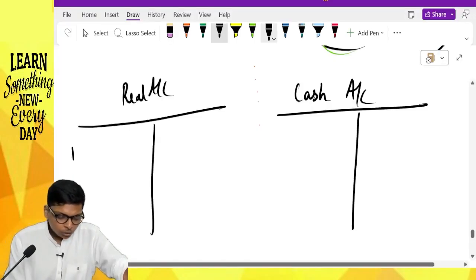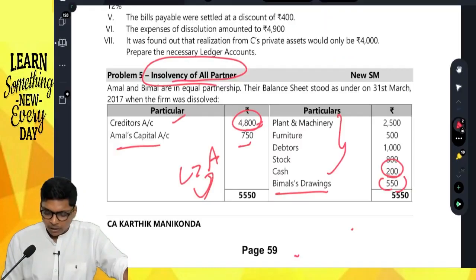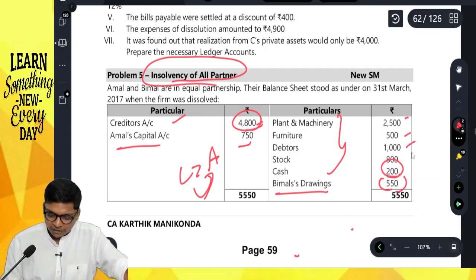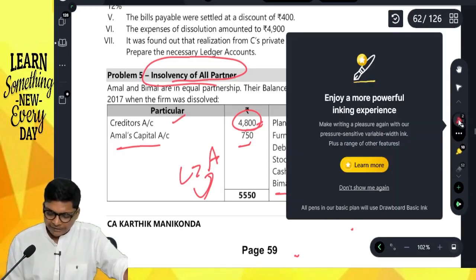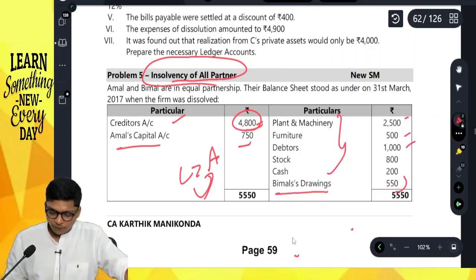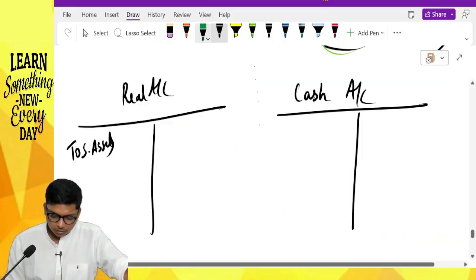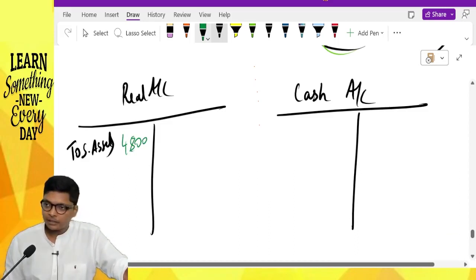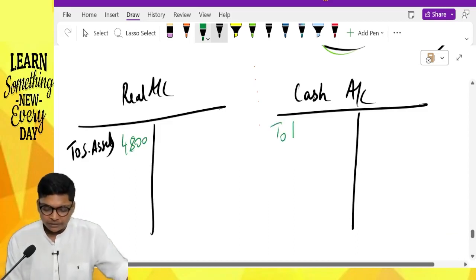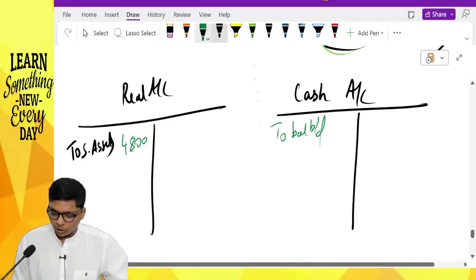I will write to sundry assets, you write the whole, each breakup. How much, guys? 25 plus 500 plus 1000 plus 800, correct? How much, guys, totally? 25 plus 500 plus 1000 plus 800 gives me 4800.